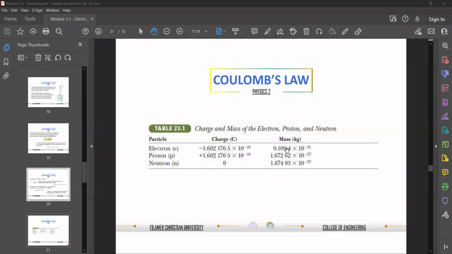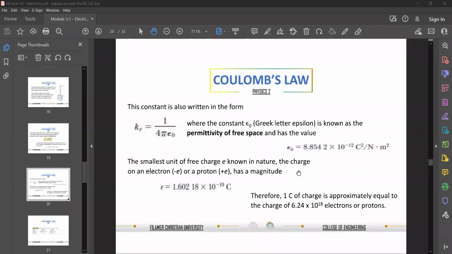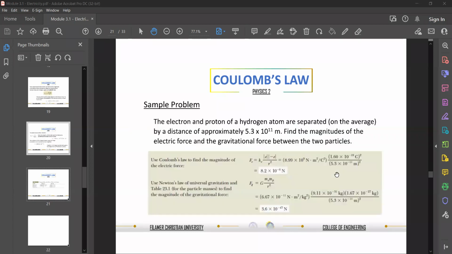Okay, then it depends on the mass. So the electron has a mass of 9.109, while the proton has 1.672. And the neutron, we have no charge there, it is zero because it is neutral. And it has a mass of 1.67493. So its mass is nearly the same as the proton's. So take note, these are the constants that you will be using in computations in the problems.